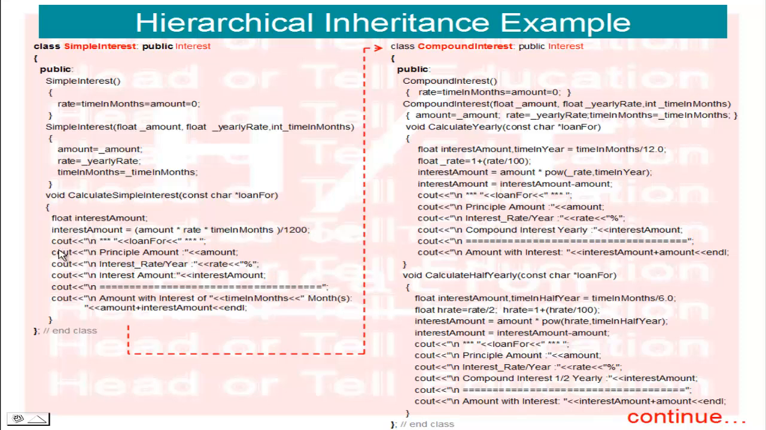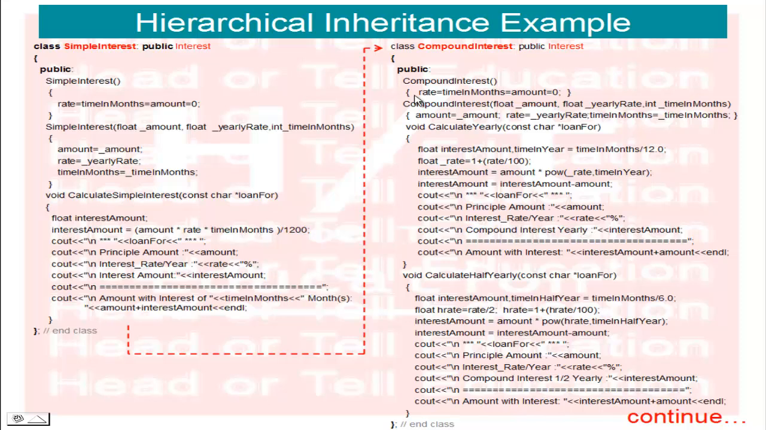This prints the message and calculates all the values. Because here I am passing the duration in months, to convert to yearly I divide by 12. So there is no need to be confused by this.